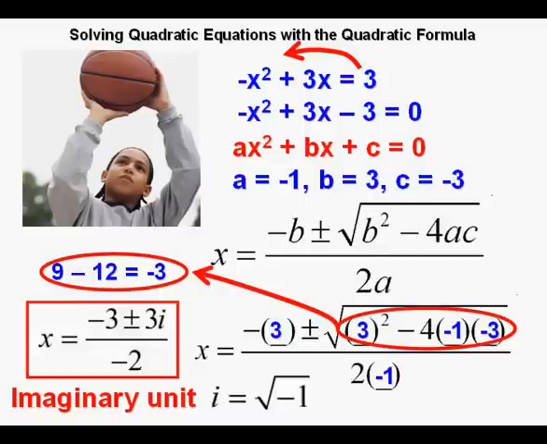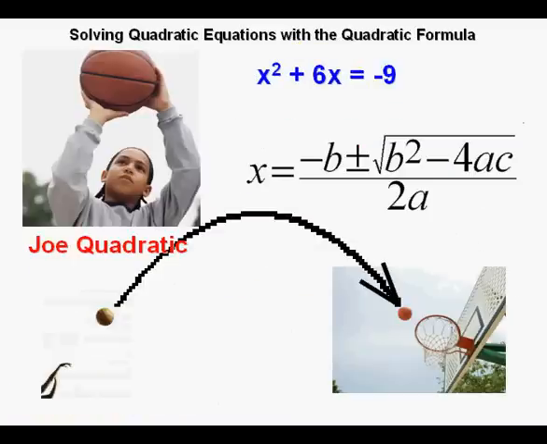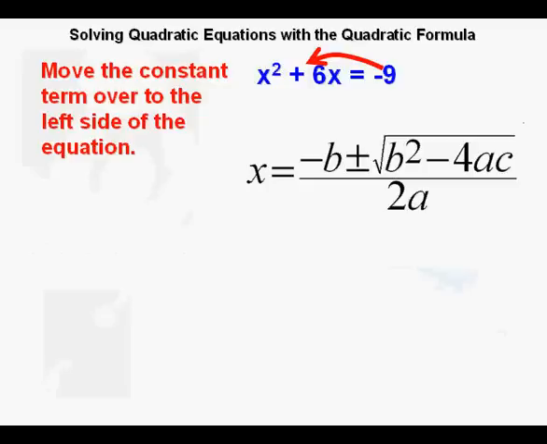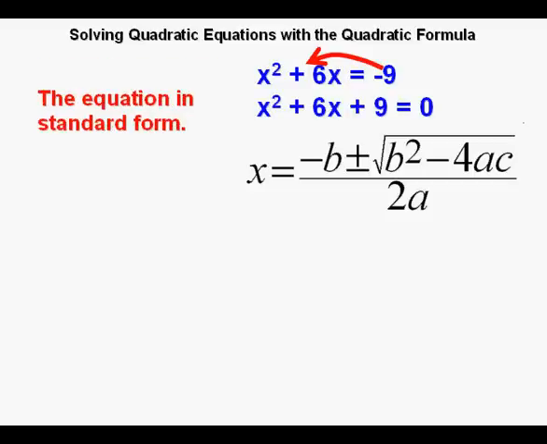Now we look at this quadratic equation, x squared plus 6x equals negative 9. Just like solving by graphing or by factoring, the first step is to get one side of the equation equal to 0. We move the negative 9 that is on the right over to the left of the equal sign, where it becomes positive 9. So now we have x squared plus 6x plus 9 equals 0.